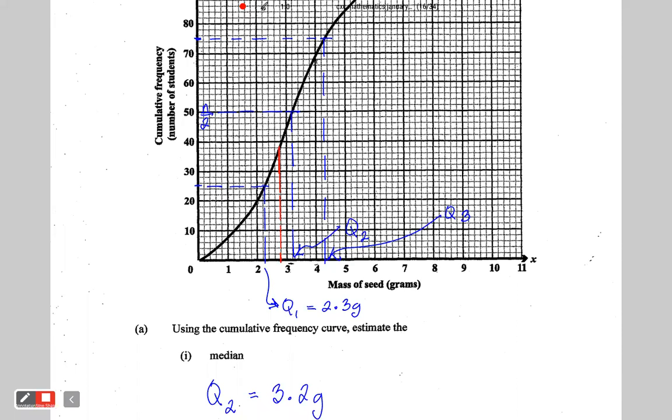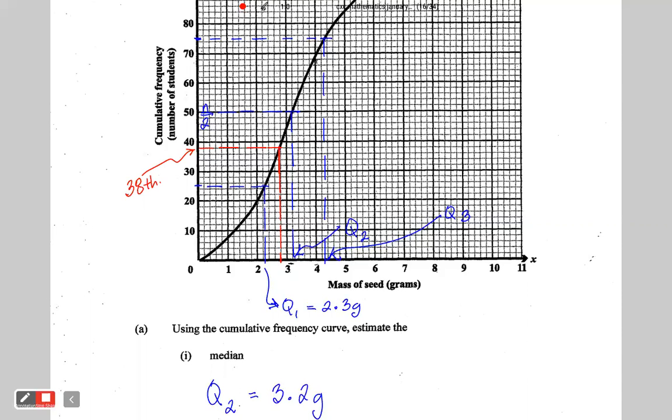And then horizontally going to go across. All right, so this to me looks like it is 38. So this is saying the 38th student, his estimate for the mass of the seed is 2.8 grams.